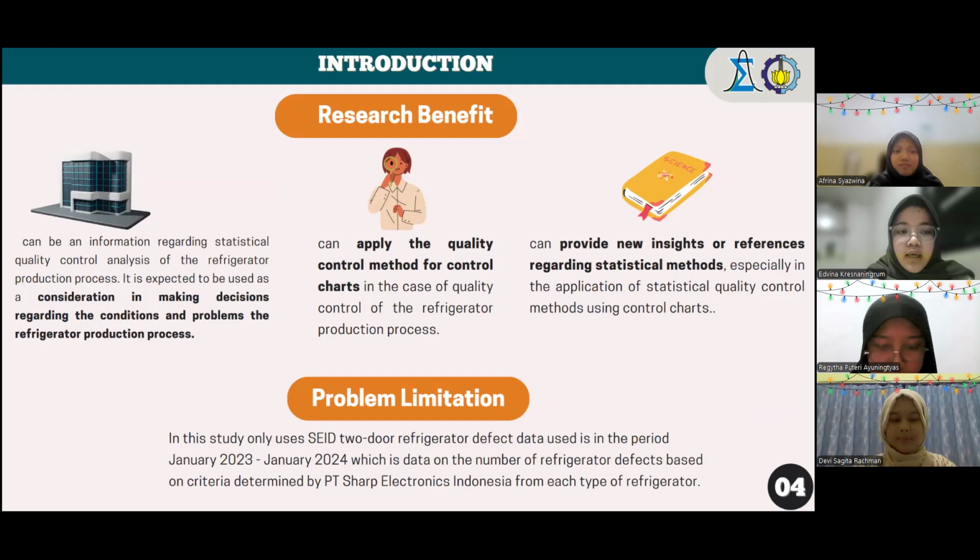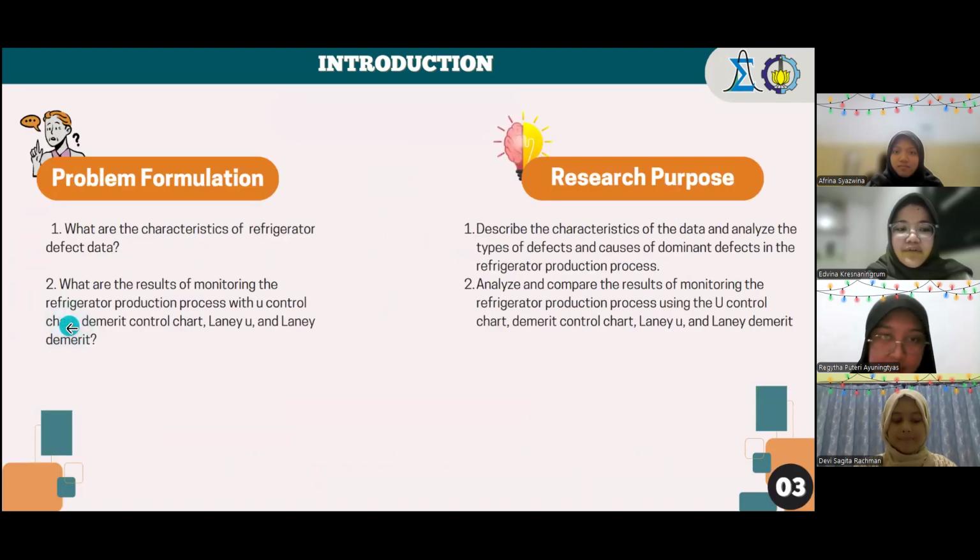Based on the problem formulation that has been described, the objectives of this study are: one, describe the characteristics of the data and analyze the types of defects and causes of dominant defects in the refrigerator production process. Two, analyze and compare the results of monitoring the refrigerator production process using the U control chart, demerit control chart, Lenny U, and Lenny demerit.